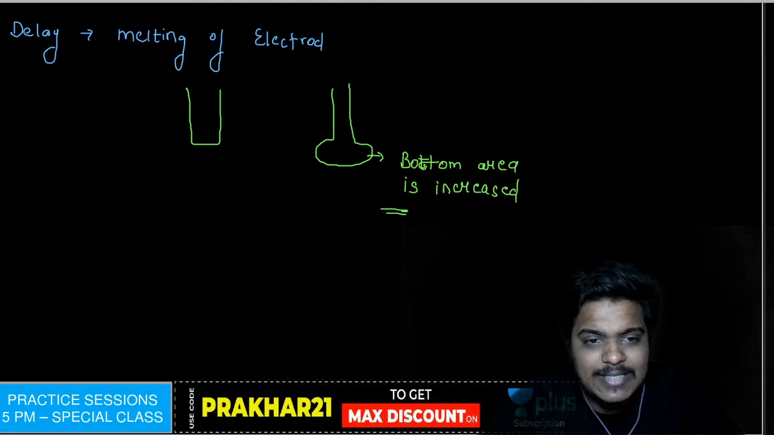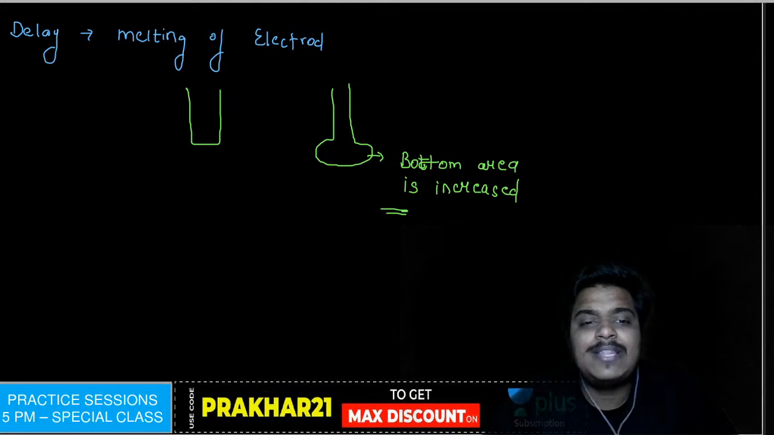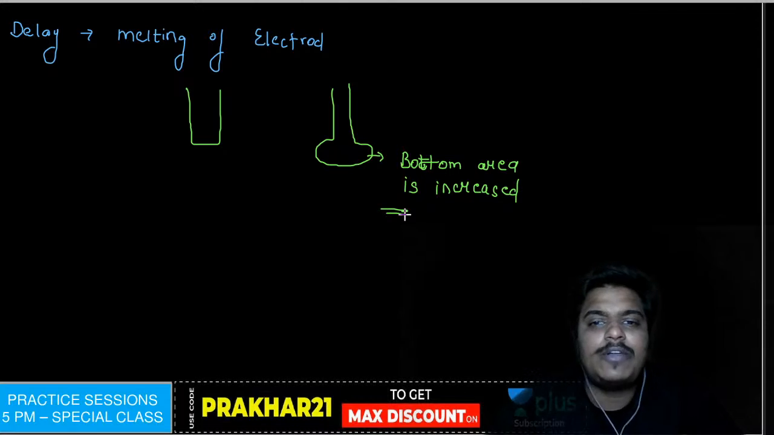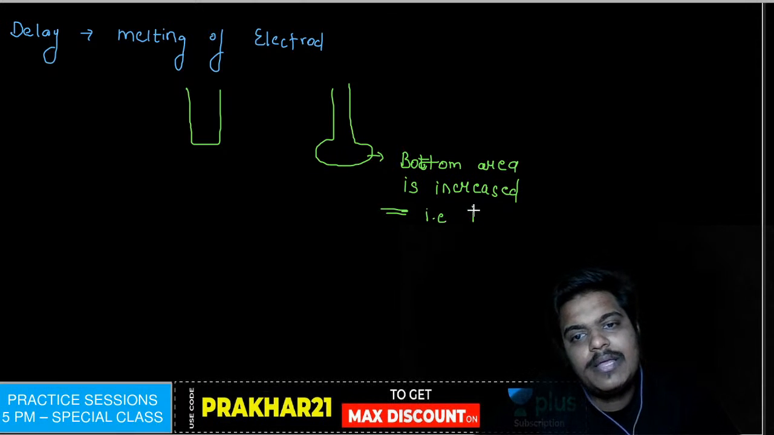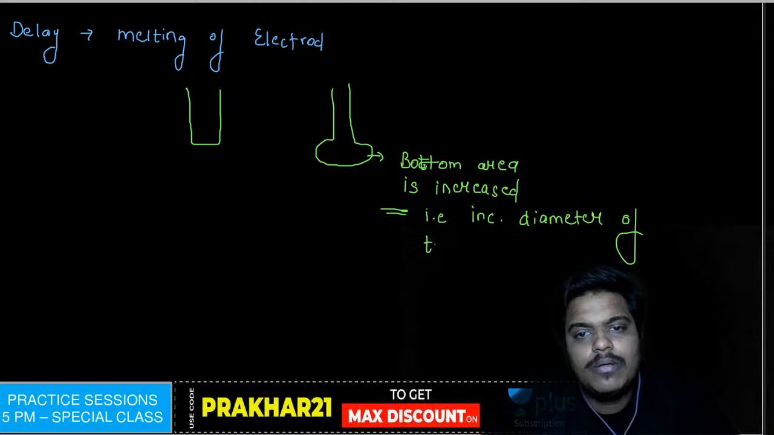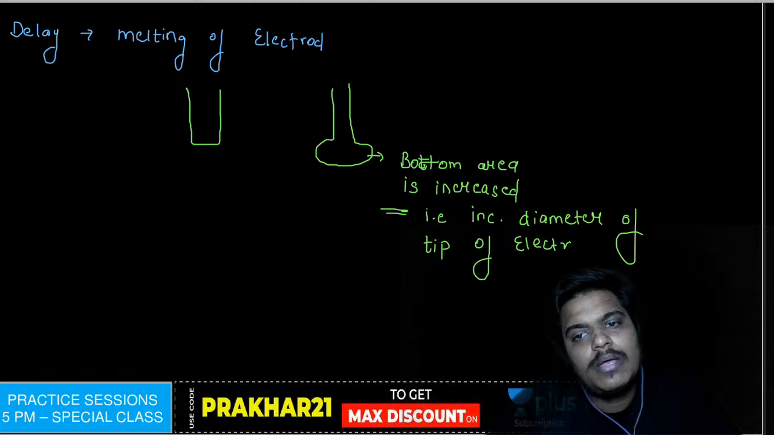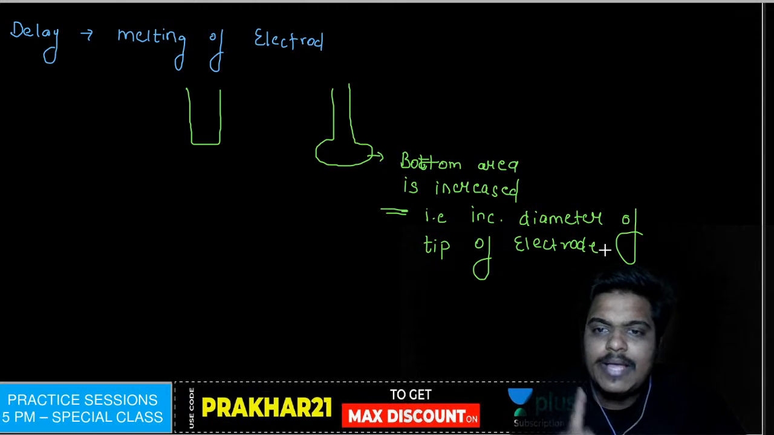This is very important, guys. In order to delay the melting of tungsten electrode, you are basically doing what? You are increasing the diameter of the tip of electrode. Is it clear? Is this thing clear?